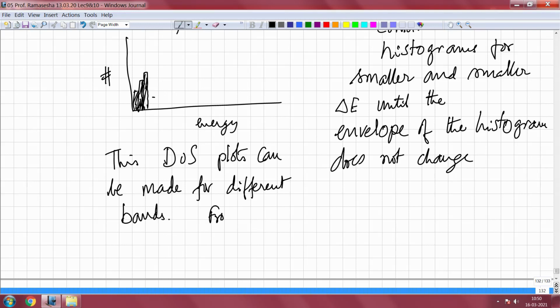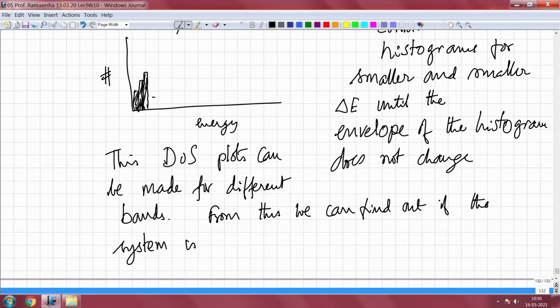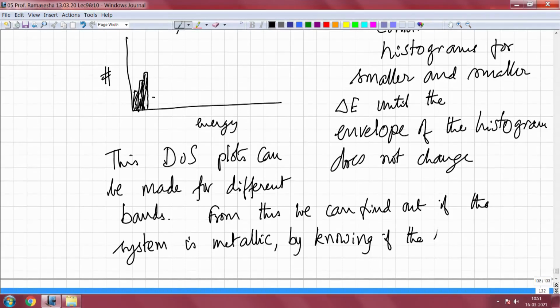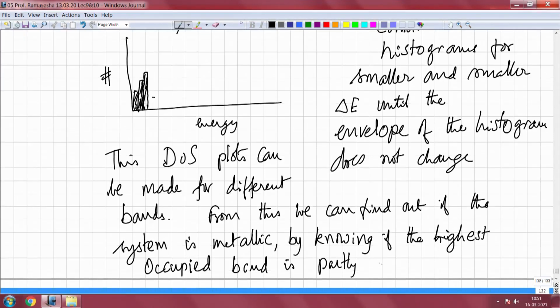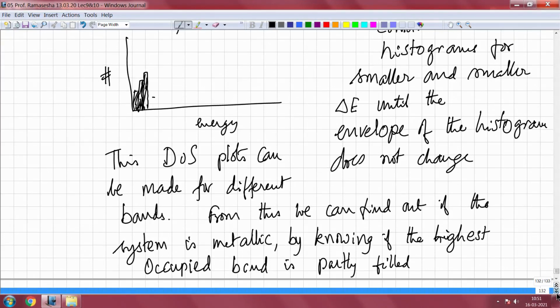From this we can find out if the system is metallic by knowing if the highest occupied band is partly filled. So, this is pretty easy to do.